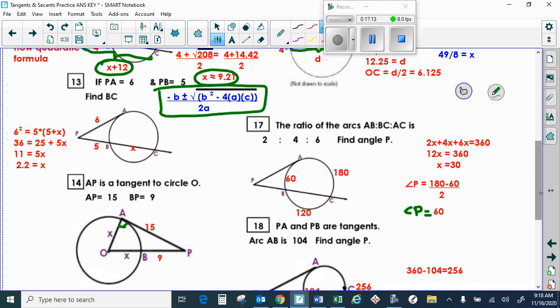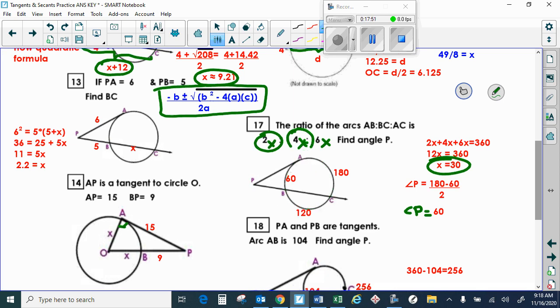17, the ratio of the arcs. Remember, whenever I see a ratio like here, I automatically put an x behind each one of these. The ratio of the arcs of AB, this arc, that's 2x. BC, this arc, that's 4x. And AC, this arc, is 6x. Well, doesn't that cover the entire circle? So all those add together, the entire circle is 360 degrees. So I add them all together, I get 12x equals 360, x equals 30 degrees. So x is 30. So now I can go ahead and fill those in.